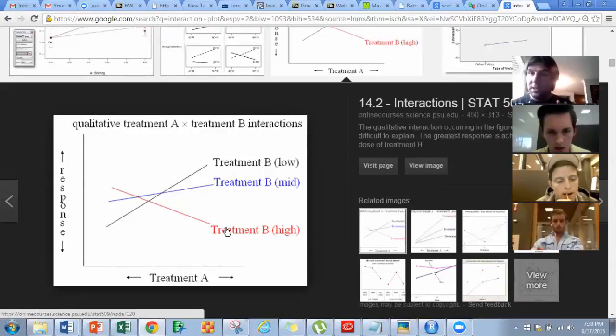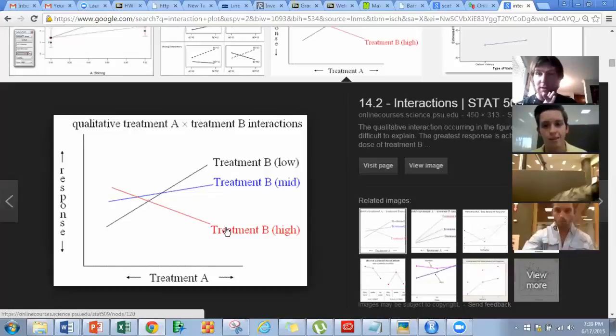What's going to happen here depends how the response changes. Depends on one variable and the other variable. This is the pure idea of an interaction right here.